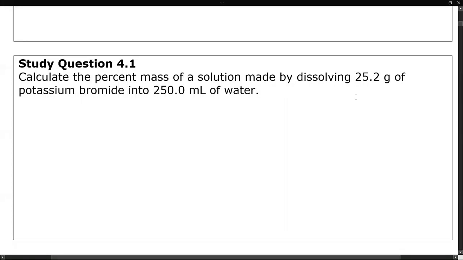In this next question, we're going to calculate percent mass by dissolving 25.2 grams of potassium bromide in 250 milliliters of water. Here you've got the solute and the volume of the water. If we use density, 250 milliliters of water can be 250 grams of water, and that'll help us get the mass of the solution.